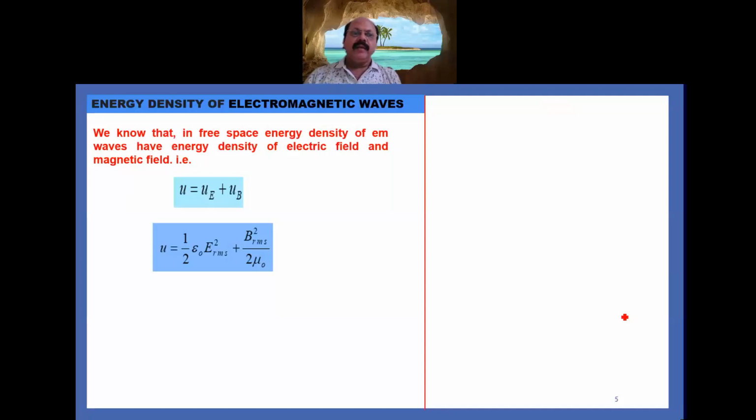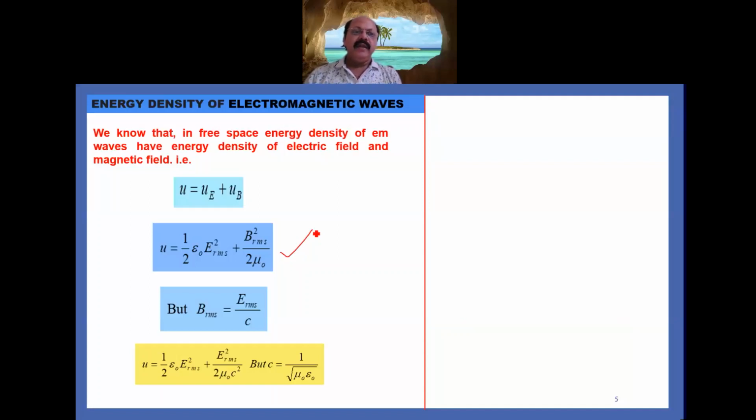But B_rms equals E_rms upon c. You have seen E naught upon B naught equals c. So you substitute the value of E naught in terms of E_rms, then root 2 and root 2 get cancelled, and you get the result E_rms upon B_rms equals c. So from there, B_rms equals E_rms upon c. Substitute this value in the above equation. Then what will you get? You will get u equals half epsilon naught E_rms square plus E_rms square upon 2 mu naught c square.